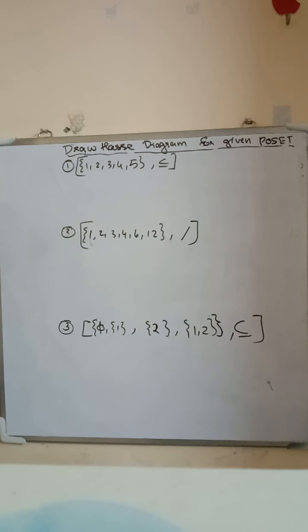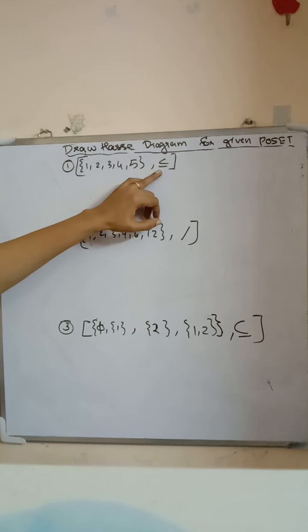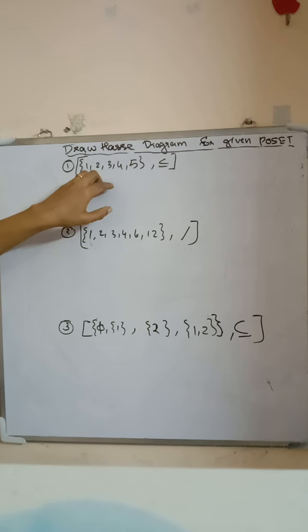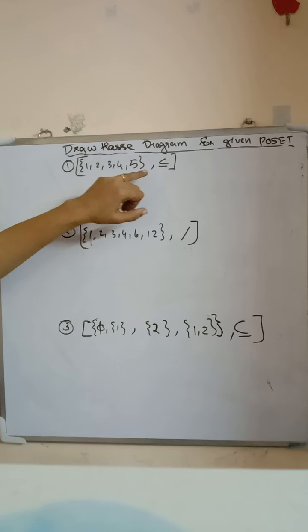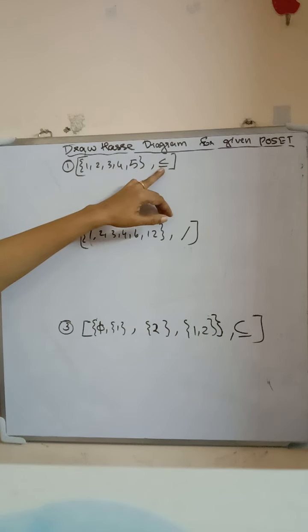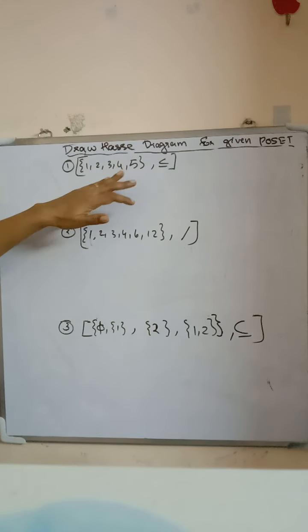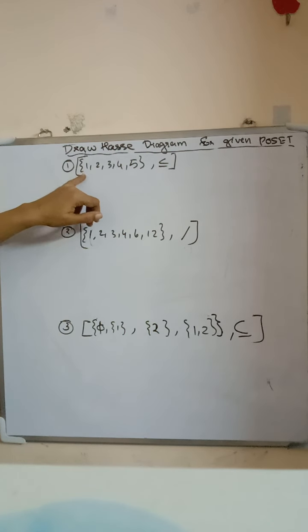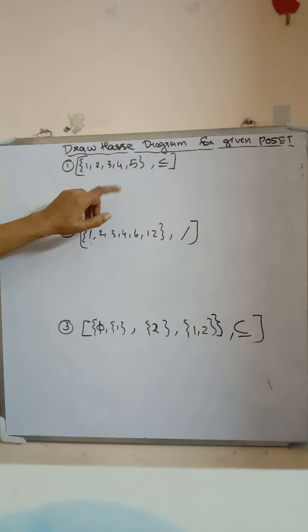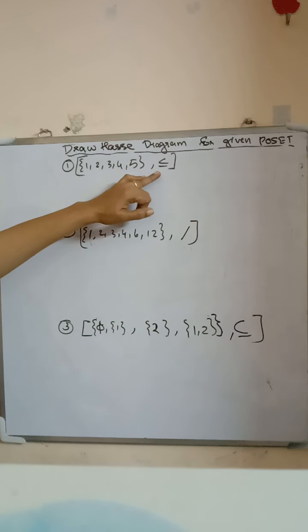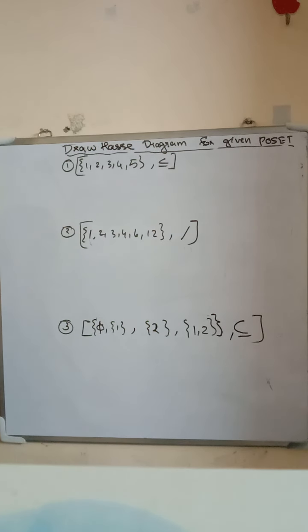Draw the Hasse diagram for the given poset. We know that a poset is a set together with a partial order relation. Here the set is 1, 2, 3, 4, 5 with the relation less than or equal to. Less than or equal to is a partial order relation because every element is less than or equal to itself, so it is reflexive. Also it is anti-symmetric, not symmetric, and also transitive. 1 less than or equal to 2 and 2 less than or equal to 3 implies 1 less than or equal to 3. So this relation is a partial order relation, and a set together with a partial order relation is known as a poset.